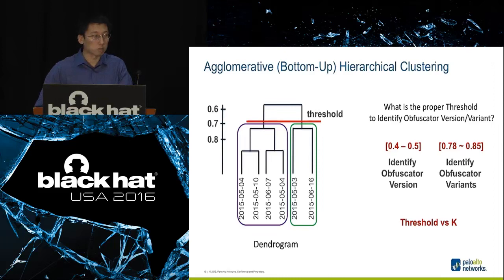The major difference between this threshold and k is that the threshold won't change in the future, because it reflects the nature of how the obfuscator evolves, like what percentage of impact the obfuscator will introduce to the page.